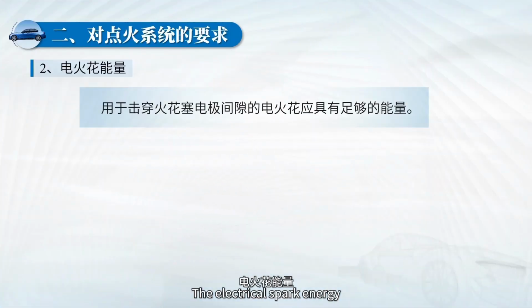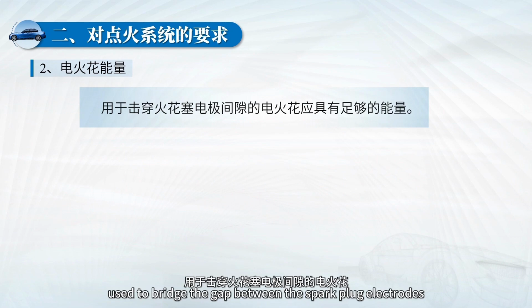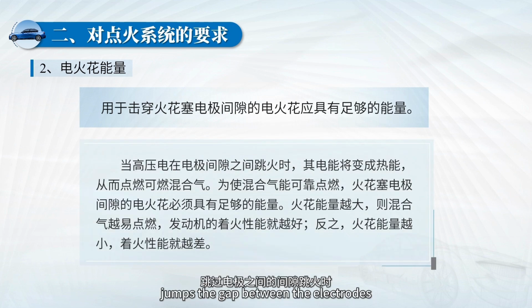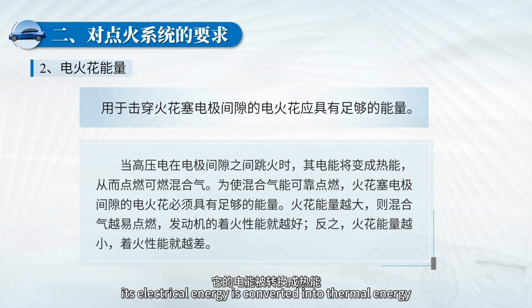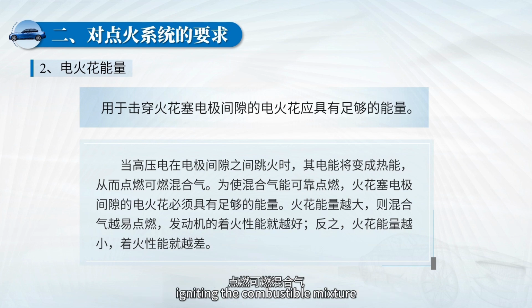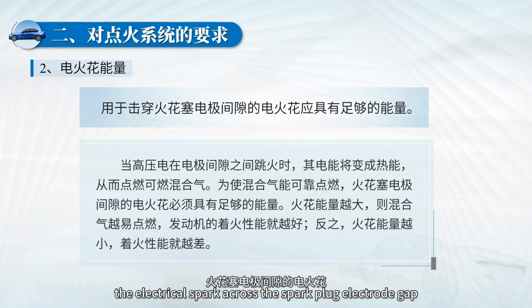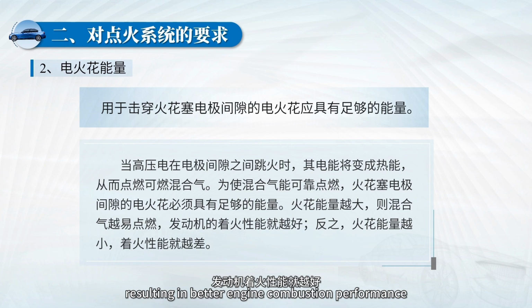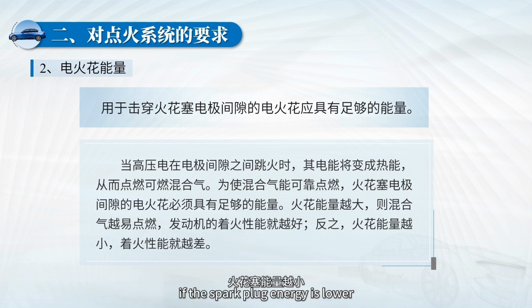2. The electrical spark energy, used to bridge the gap between the spark plug electrodes, should possess sufficient energy. When the high-voltage electricity jumps the gap between the electrodes, its electrical energy is converted into thermal energy, igniting the combustible mixture. In order to reliably ignite the mixture, the electrical spark across the spark plug electrode gap must have sufficient energy. The larger the spark energy, the easier it is to ignite the mixture, resulting in better engine combustion performance. Conversely, if the spark plug energy is lower, the ignition performance will be poorer.